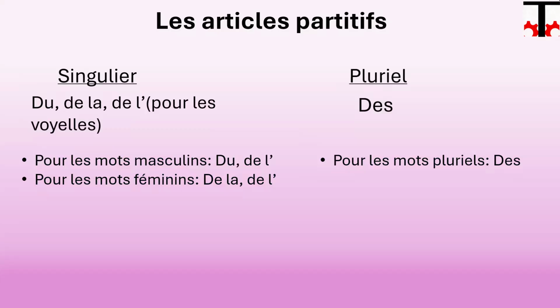Now, there is another type of article left, and that is les articles partitifs, or the partitive articles. These are du, de la, de l', and des. For the masculine nouns, du is used, and de la is used for feminine words. De l' is used for words starting with a vowel, and finally, des is used for plural words. These articles translate to some in English.